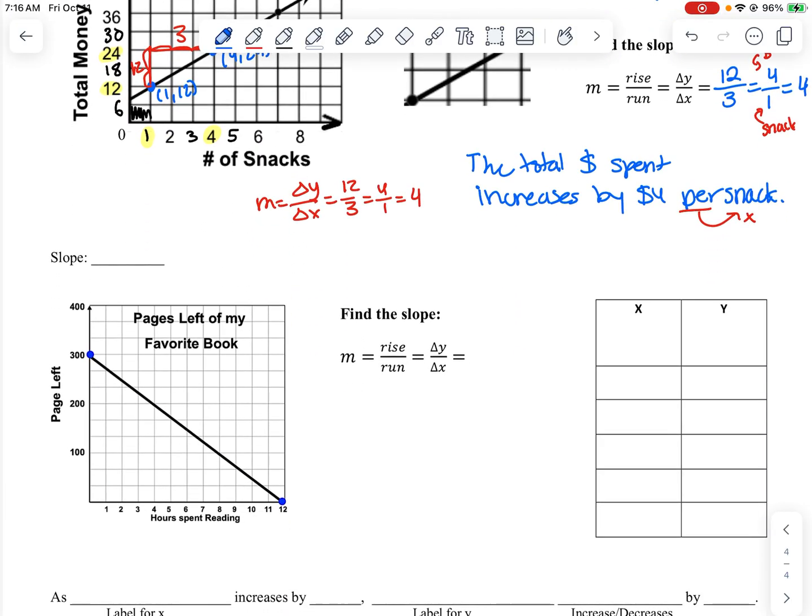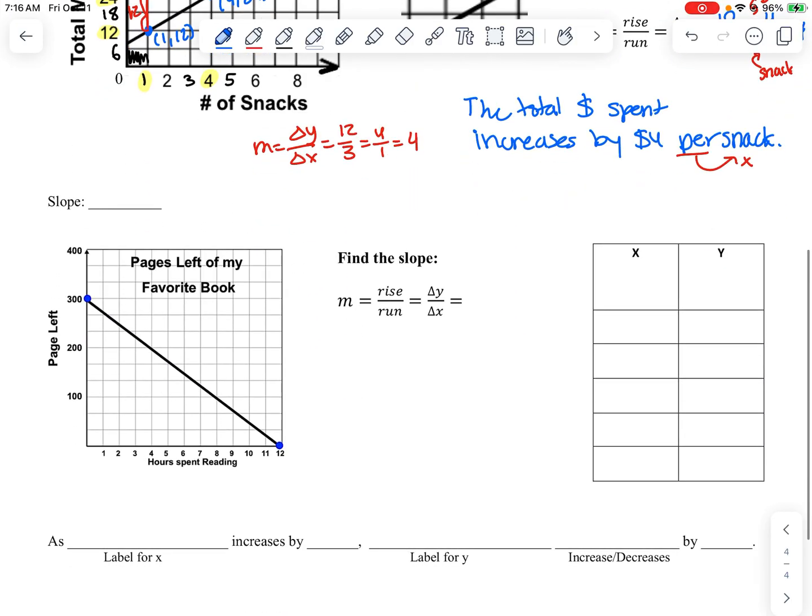I'll show you one more. I can pick, again, any strategy. Some people like to use the original points that are marked here, so they put those intercepts in the table, (0, 300) and (12, 0). I know that I'm dealing with hours and I'm dealing with pages left. I'm actually going to mark some more points here, and I'm going to use ones that are closer together. So I'll use (0, 300) and (4, 200). And I can see that the pages left decreased by 100 when I read for 4 hours.